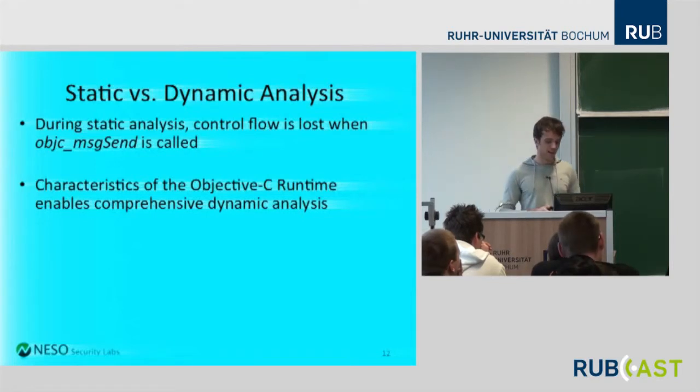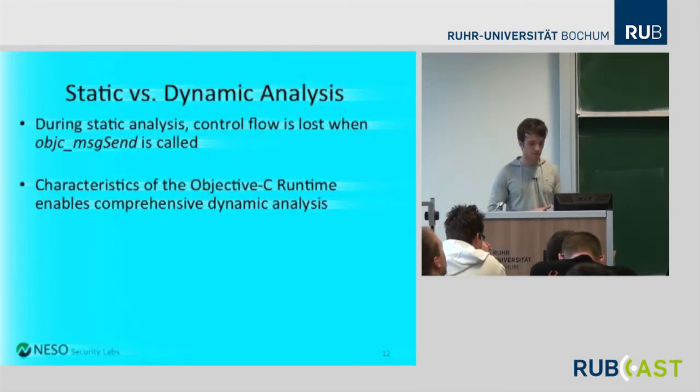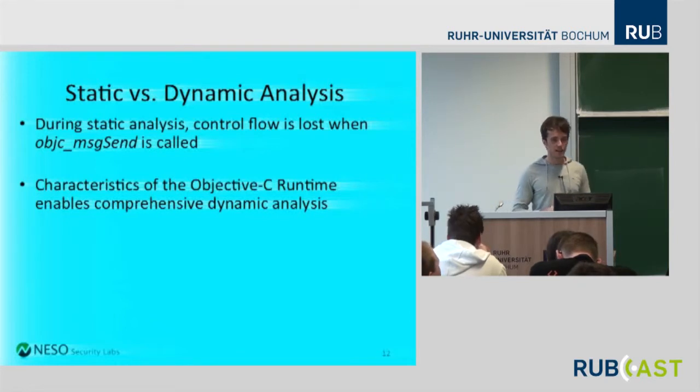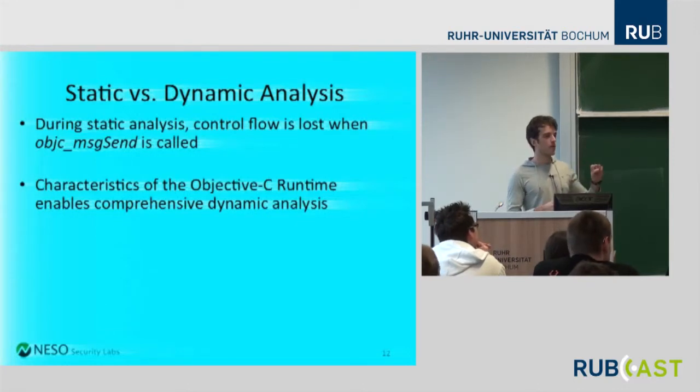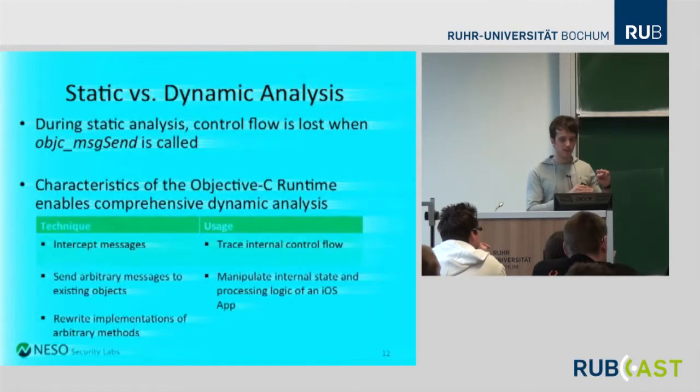In the end, static analysis is quite time-consuming, and as a pen tester, you're always on a tight deadline, need to finish the report and so on, so you don't have much time during a penetration test. So what can we do? The good thing is that the characteristics of the Objective-C runtime enable comprehensive dynamic analysis. I put this on the slide. You could, for example, intercept all those messages to the central dispatcher to get a complete trace of the internal control flow and see all method invocations.